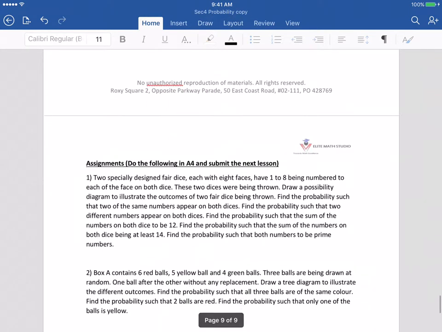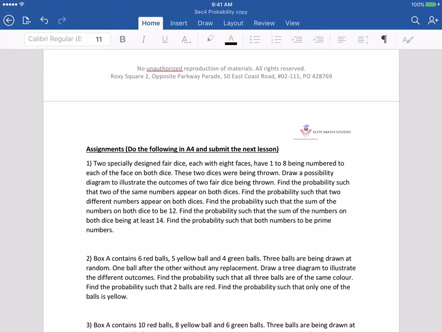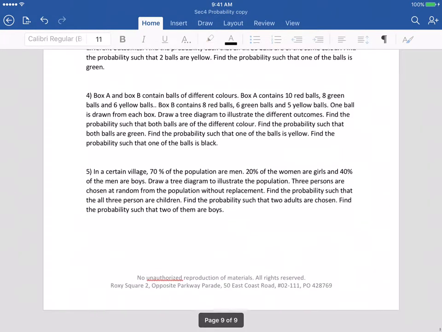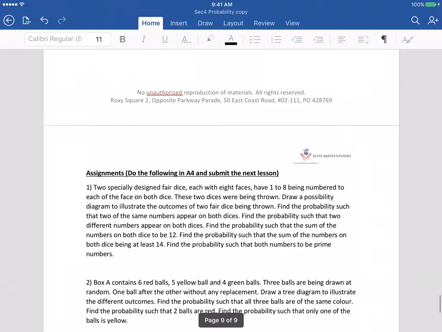Okay, so basically that's it. Under probability, the two most important concepts are your possibility diagram and your tree diagram. Once you're done with those practice questions, go ahead with the assignments. If you can do the assignments, I think you are really okay. That's the end of this probability lesson. Thank you.